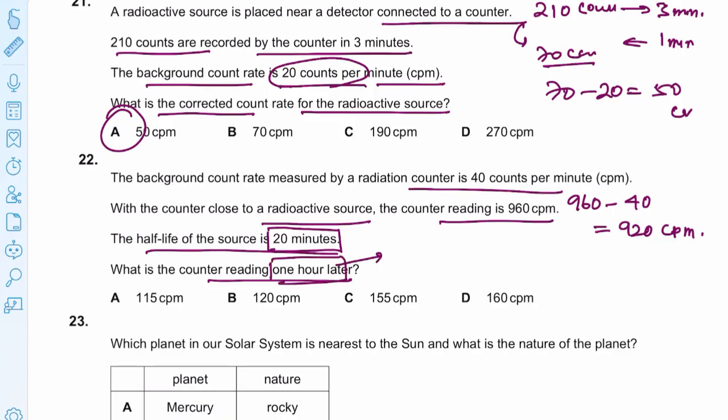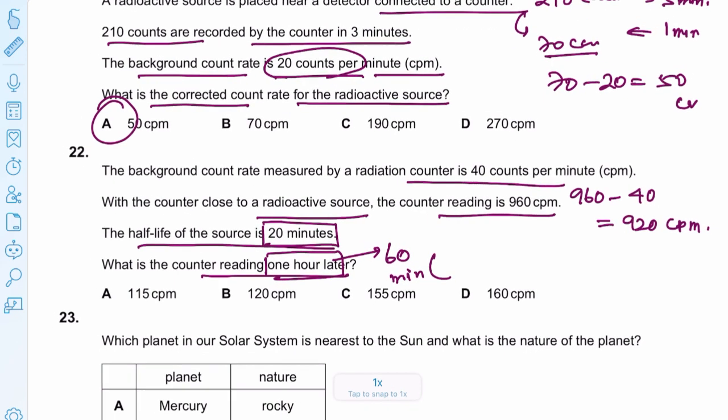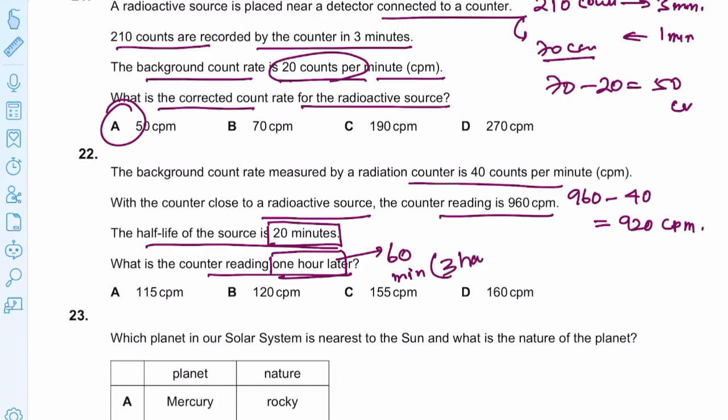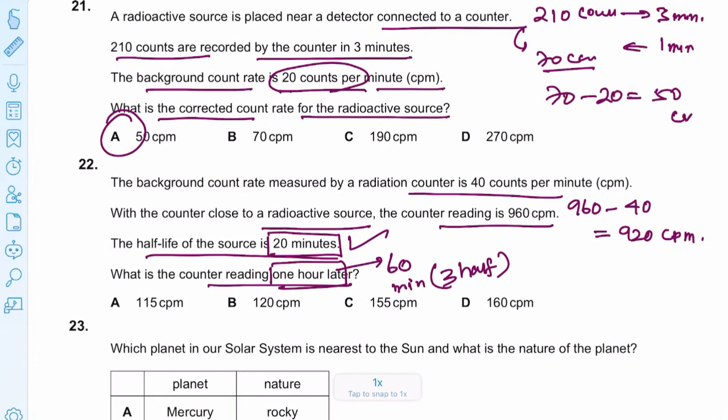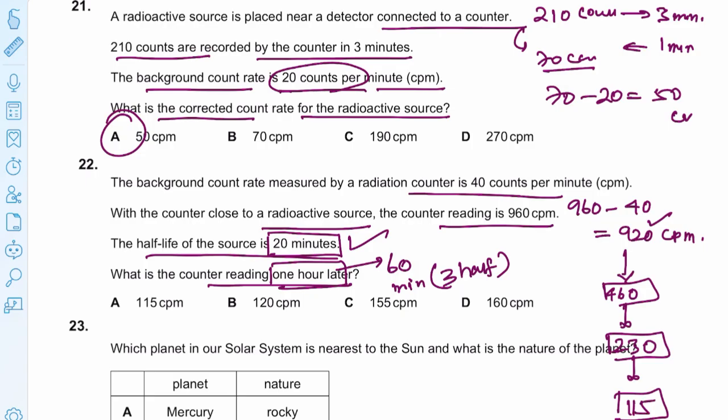1 hour means 60 minutes, right? So 60 minutes means how many half-lives do we have? So 3 half-lives, because 20 minutes is the half-life. That means half-life 1, then half-life 2, then half-life 3. Do you understand? So 920 will be halved, that will be 460 in the first one. Second half-life will be 230, and third half-life will be 115. Okay, be careful, this is not the answer.